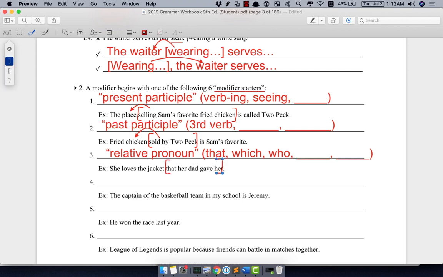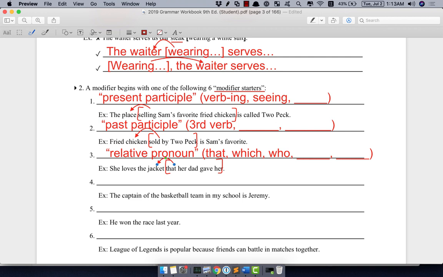And what does that describe? Does it describe she, or loves, or the jacket? And the answer is the jacket. Because, again, the jacket is the closest noun, verb, or sentence. So draw an arrow to the jacket. Like so. So she loves the jacket. But which jacket is it? It's the one that her dad gave her. And so this part makes the jacket a little bit more clear. It's like adding colors to the sentence.